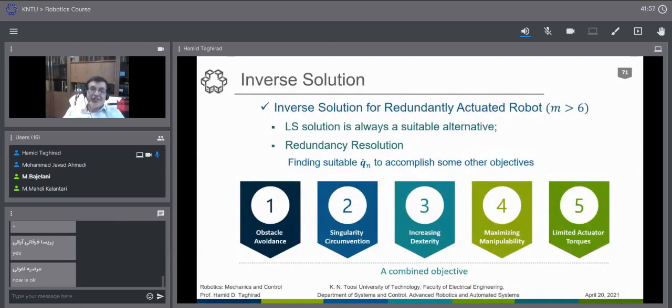I was talking too fast maybe, but you see that we were talking about redundancy resolution, and this redundancy resolution can be done to find some objective like obstacle avoidance, singularity circumvention, increasing dexterity or manipulability, and we defined some mathematical measure for these, and also some other aspects, like we have limited actuated torques.